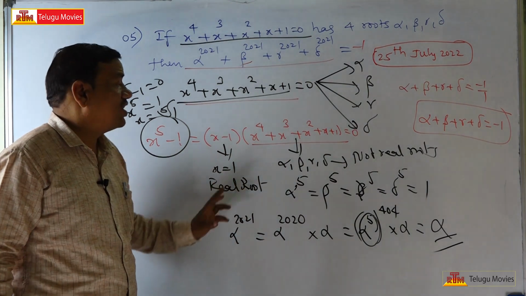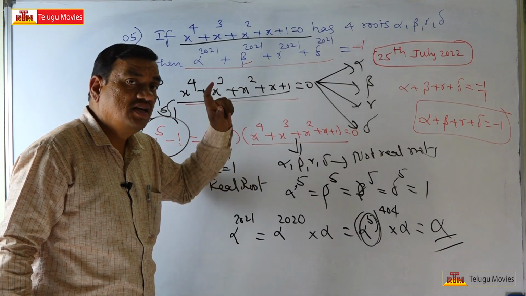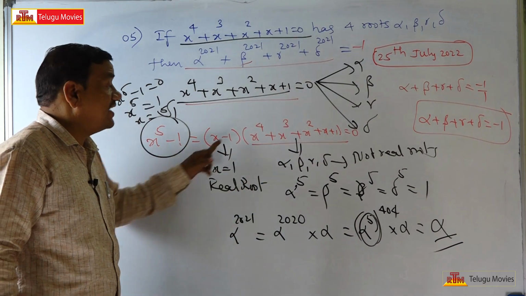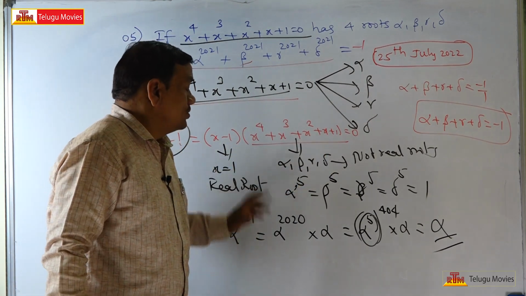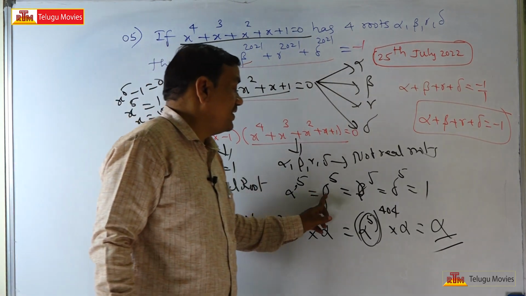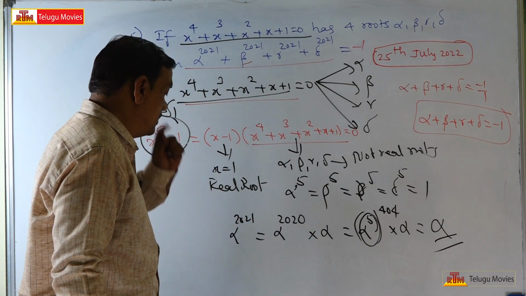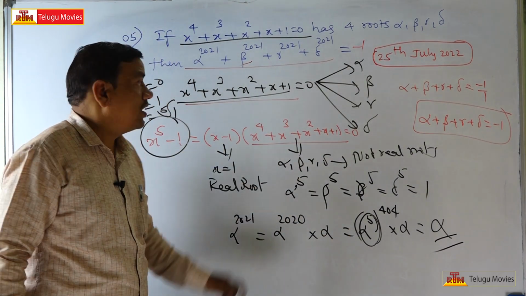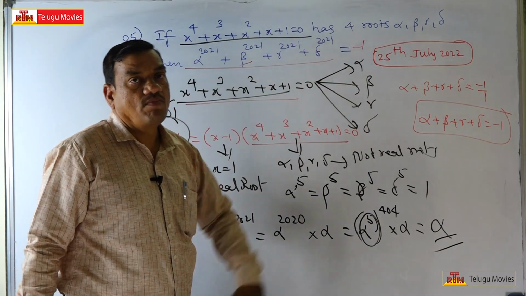The first thing you have to remember is that whenever x power 4, x cube, x square, x plus 1 is given, they are nothing but the fifth roots of unity, and they are not real roots. So alpha to the power of 5 minus 1 is equal to 0. Therefore alpha power 5, beta power 5, gamma power 5, delta to the power of 5 is equal to 1. Similarly, alpha to the power of 2021 is nothing but alpha. So this is alpha plus beta plus gamma plus delta, nothing but the sum of the zeros.